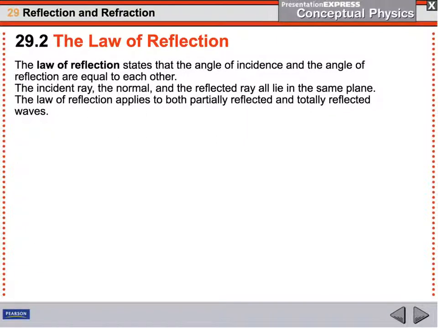The law of reflection states that the angle of incident and the angle of reflection are equal to each other. The incident ray, the normal, and the reflected ray all lie in the same plane. The law of reflection applies to both partially reflected and totally reflected. This is important. All of the rays will follow this.